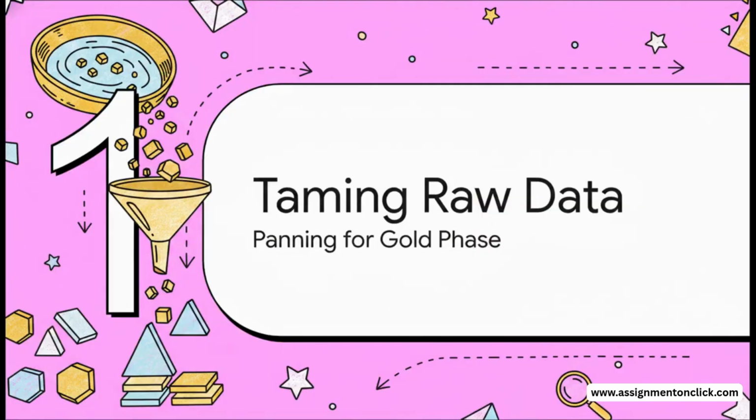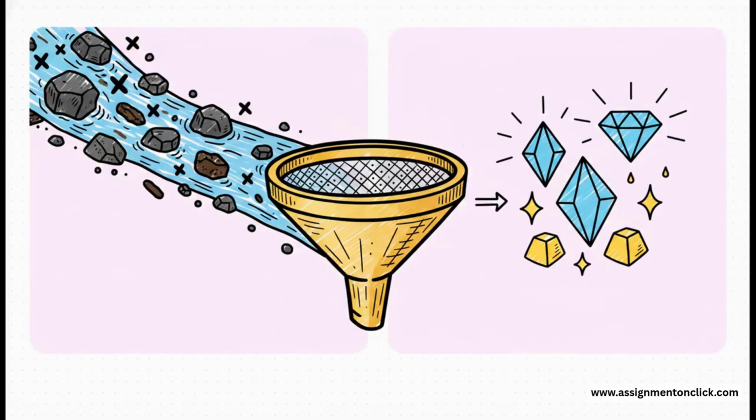Section 1. Taming your raw data, or as we like to call it, the panning for gold phase. You know, raw data almost never arrives in perfect condition. It's usually full of metaphorical river dirt. Think canceled orders, inactive accounts, blank records, completely fragmented rows, the whole shebang.